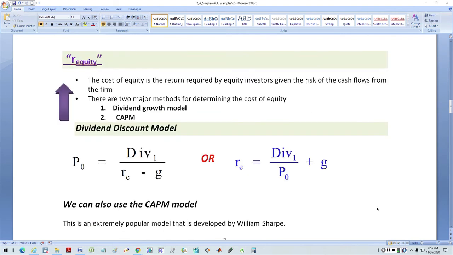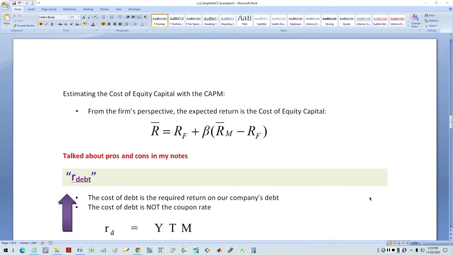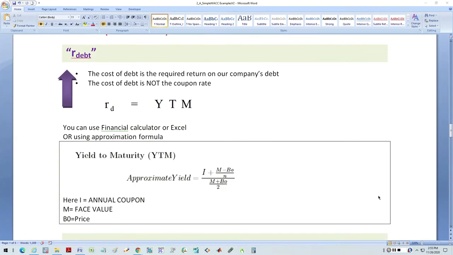So again, depending on the question, we can either use the DDM or the CAPM, and I've talked about the pros and cons of each of these models in my notes, so you can review that. Next, we have the R of debt, and the R of debt, or the cost of debt, is nothing but the yield to maturity on a bond. And you can use the financial calculator, Excel, or the approximate formula for calculating the yield to maturity of a bond.